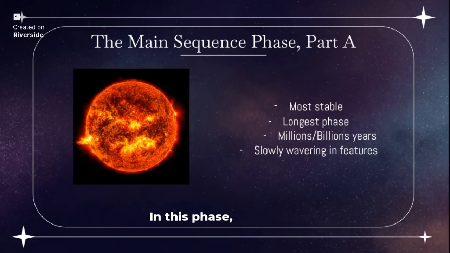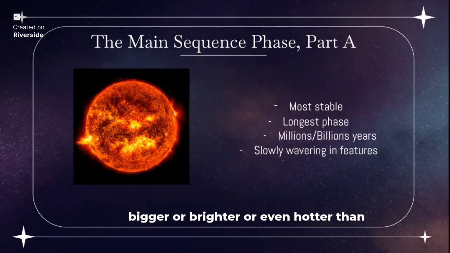In this phase, the star stays stable, like I said, and it's the longest phase, lasting millions or billions of years. In this phase, though, the star's brightness, size, and even temperatures will slowly waver and change. Take our sun, for example. It's about halfway through this phase, which means that it could have been bigger or brighter, or even hotter than we know now.